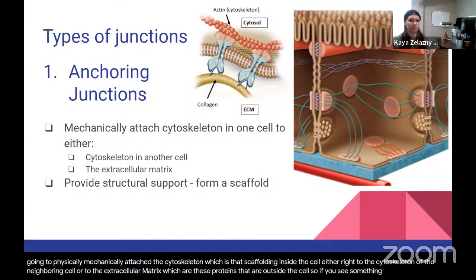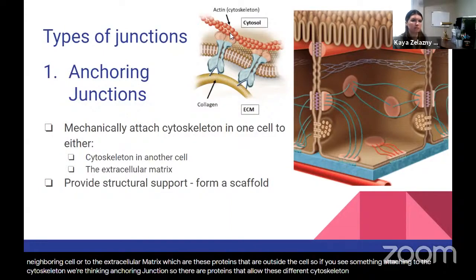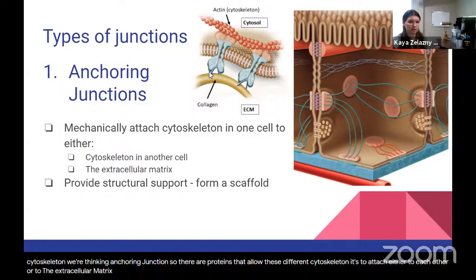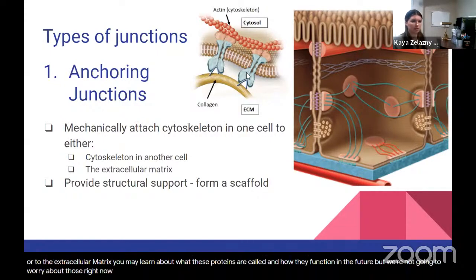So if you see something attaching to the cytoskeleton, we're thinking anchoring junction. So there are proteins that allow these different cytoskeletons to attach either to each other or to the extracellular matrix. You may learn about what these proteins are called and how they function in the future, but we're not going to worry about those right now. We're just thinking cytoskeleton physically attached to another structural kind of protein.